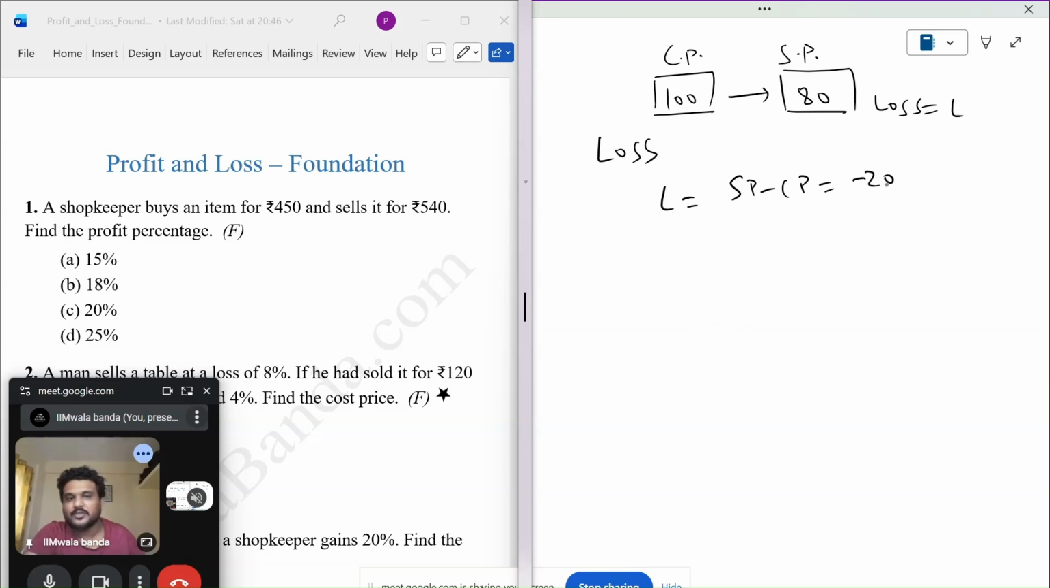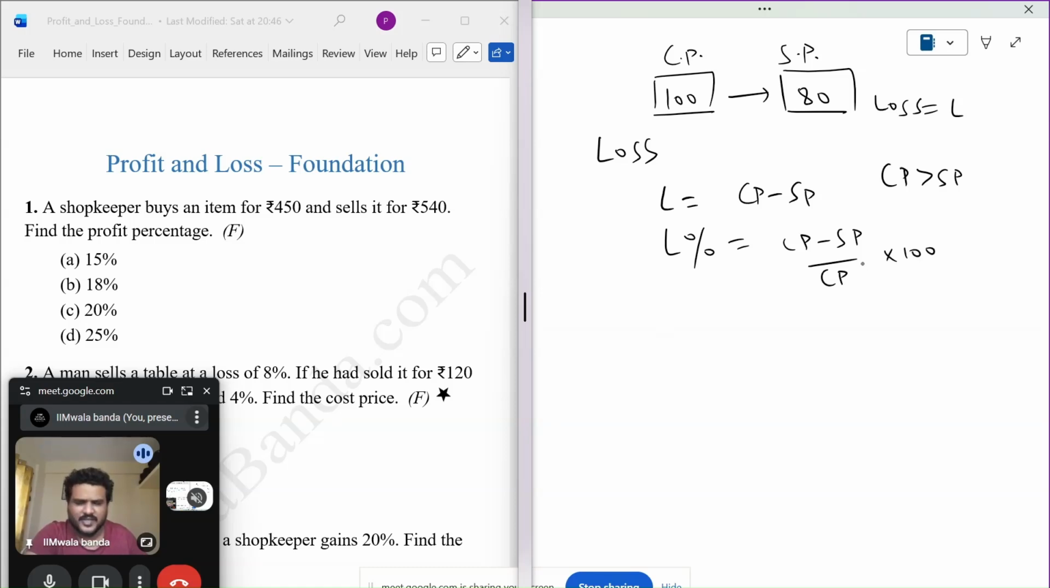Minus 20. So just to not care about that negative sign, we always write loss as cost price minus selling price. Why? Because in this case, cost price is more than selling price. So to keep it positive, to see loss in a whole number, we make it CP minus SP. So you get the logic. Loss percentage, again, it is denoted with respect to cost price. Always, unless the question says that I want selling price to be in denominator, we'll always take by default the cost price. So this is your second set of formula.